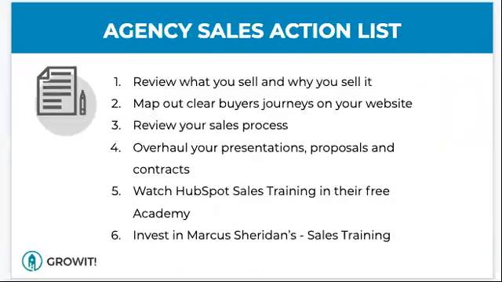So let's do a summary. This is an action summary for the whole of the agency sales pillar. Review what you sell and why you sell it. Map out a clear buyer's journey on your website. Review your sales process. If you don't have one, I've given you a really simple one to just act and put in a spreadsheet. And then you can go into advanced tactics in the future.